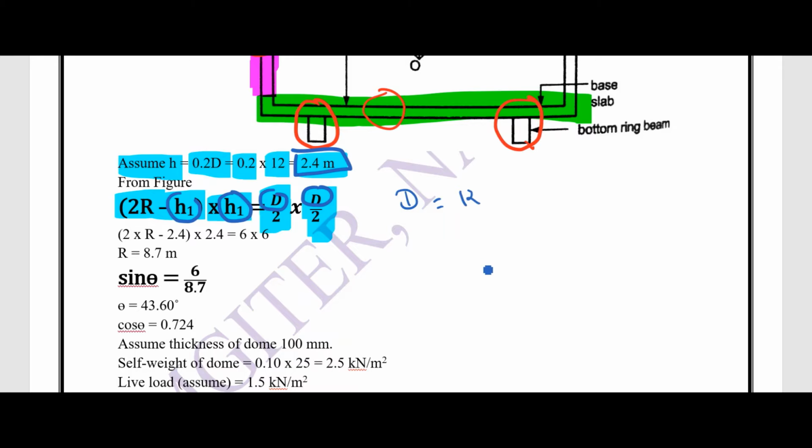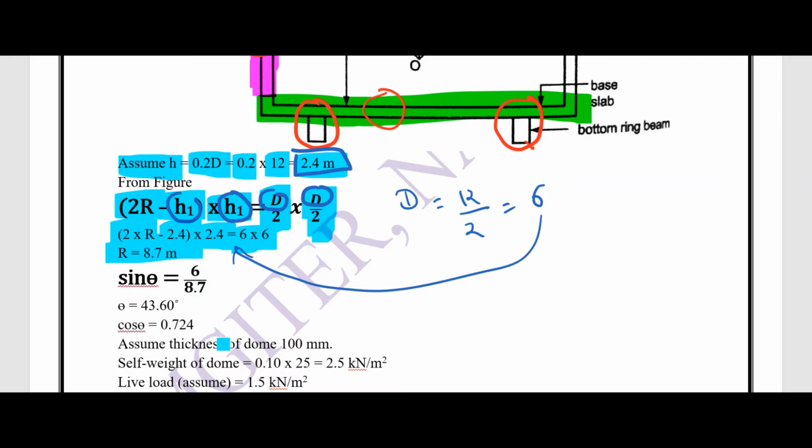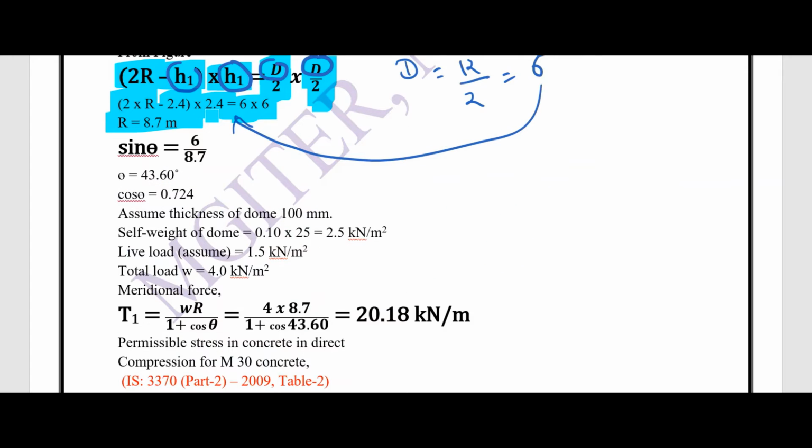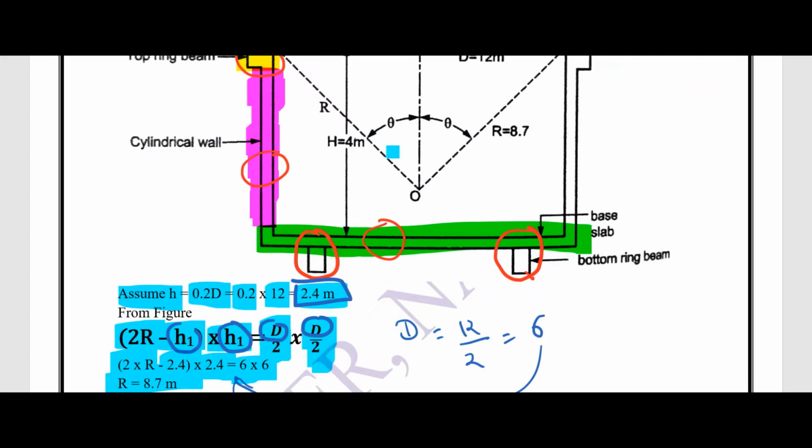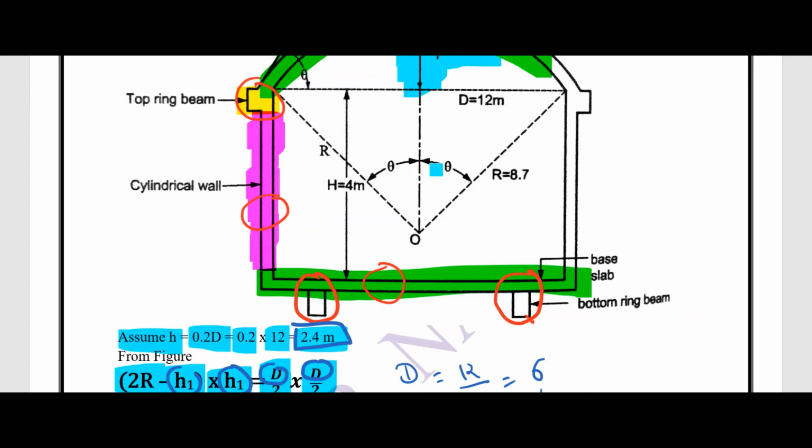12 by 2 is equal to 6, so I write it directly here as 6. Okay, so no confusion here. Now twice R minus height is 2.4 into 2.4 into 6 into 6. So R is equal to 8.7 meter. Capital R is equal to 8.7 meter. So R means we have a radius of 8.7 meter from O.